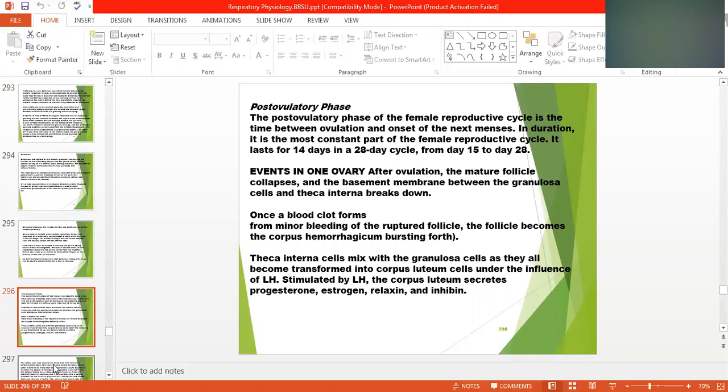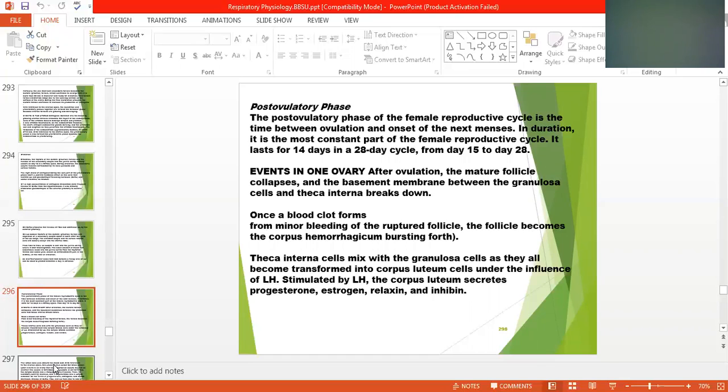Post-ovulatory phase. The post-ovulatory phase of the female reproductive cycle is the time between ovulation and onset of the next menses. In duration, it is the most constant part of the female reproductive cycle. It lasts for 14 days in a 28-day cycle, from day 15 to day 28.